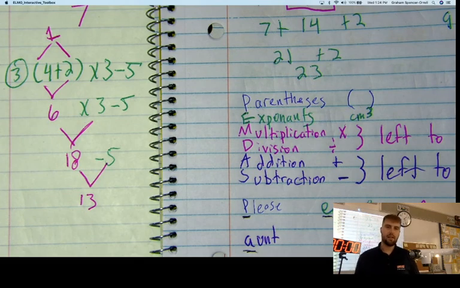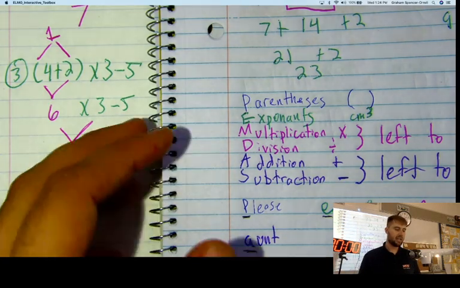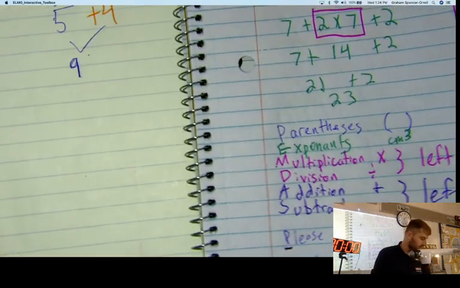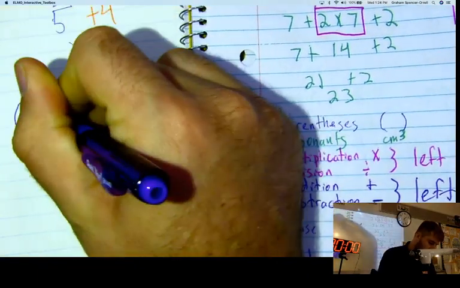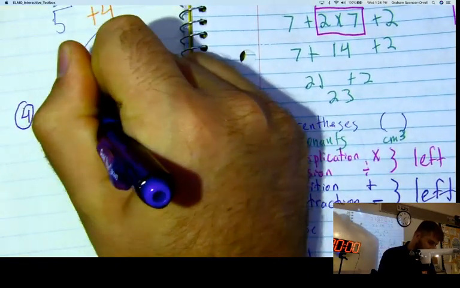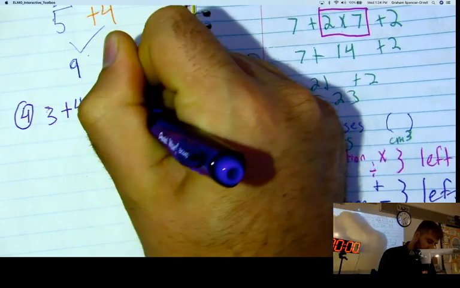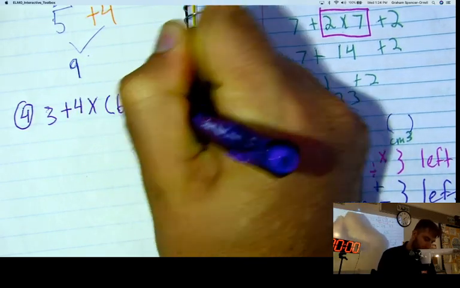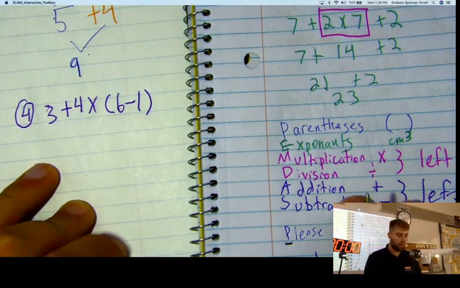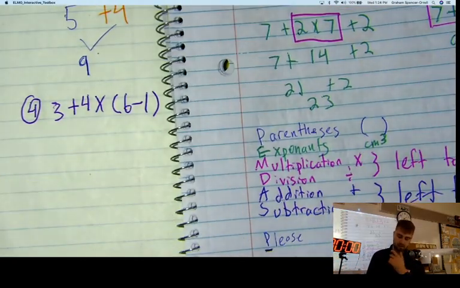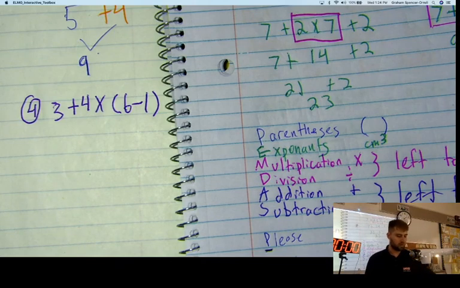Awesome. All right, well, everybody, we have now reached purple level for our challenge problem number 4. Number 4 is this. 3 plus 4 times 6 minus 1. Take a look at that and ask yourselves, what do we do first? What do we do first on this one?